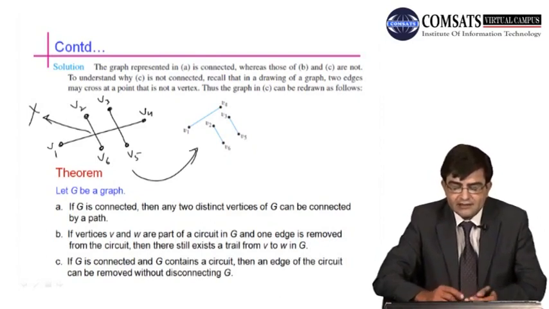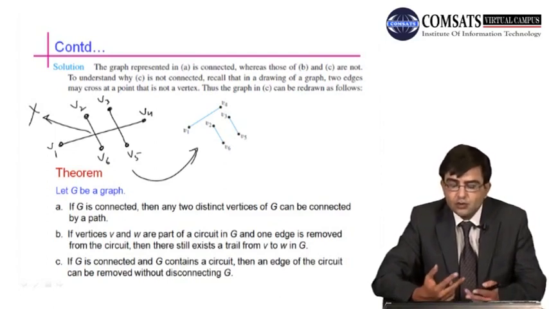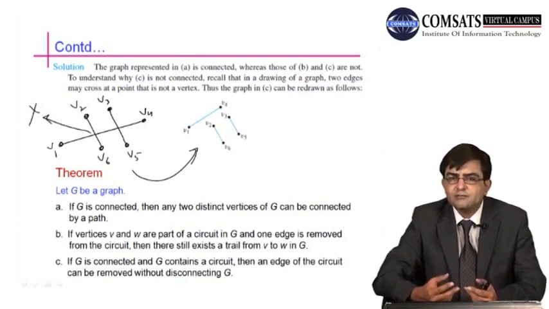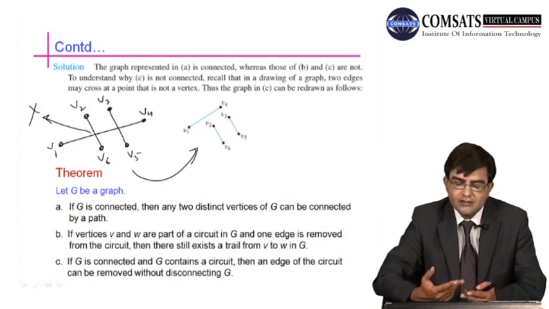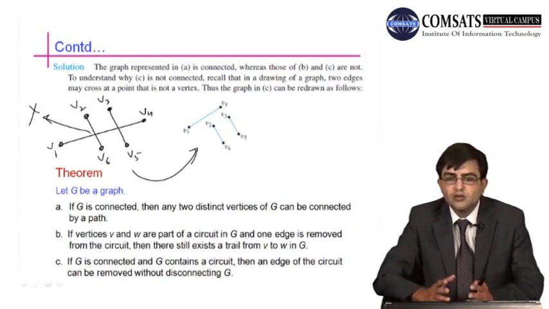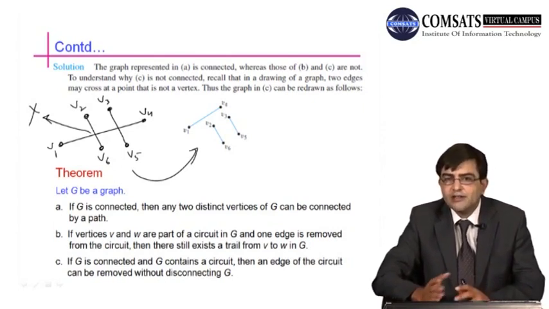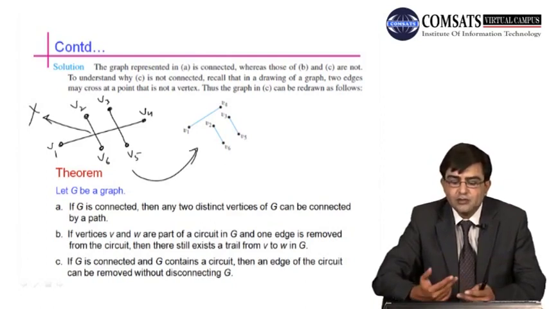If there exist at least 2 points in any graph, if we can find any 2 points, even one such case, meaning there is no walk between V1 and V5, then it's enough to say that this graph is not connected. We don't need to check other points, other vertices. If you can find two vertices and there is no walk between these two vertices, then you simply say that this graph is not connected.